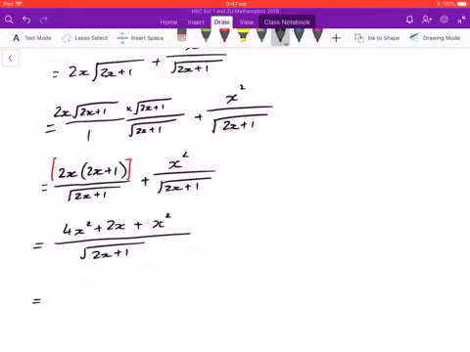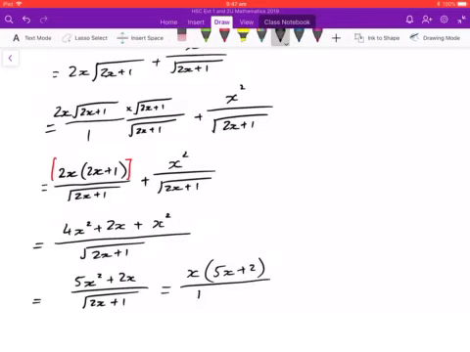And the final step is just group like terms. 5x squared plus 2x over root 2x plus 1, which I guess in a way is neater. You could take another step and factorize out the x. 5x plus 2 over square root of 2x plus 1. There we go. That's another question that we could do.